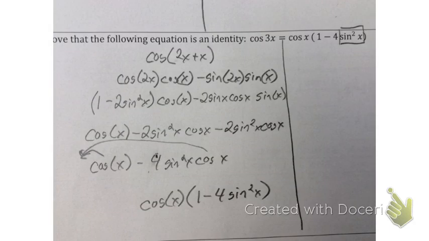And that's exactly what I did in my notes. I said, hey, rewrite this as 1 minus 2 sine squared x. Simplify, simplify, and you'd come down to the same as the other side.